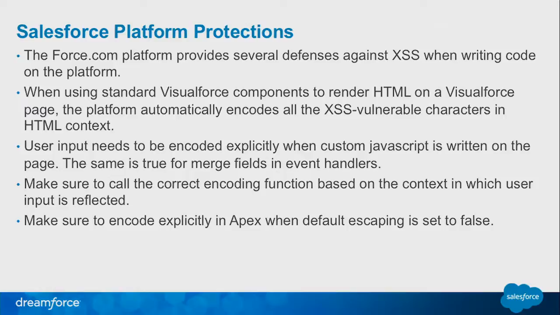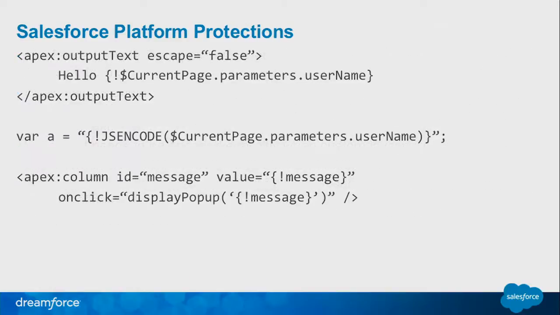So make sure to encode explicitly in Apex when you are disabling default escaping. First of all, please don't disable default escaping. But if there is no other option and you really need to, make sure that you are explicitly encoding yourself. Make sure that you are calling the correct encoding function based on the context you're in. And make sure for custom JavaScript, for merge fields and event handlers, you're JS encoding correctly. And other than that, the platform's going to take care of you, right?